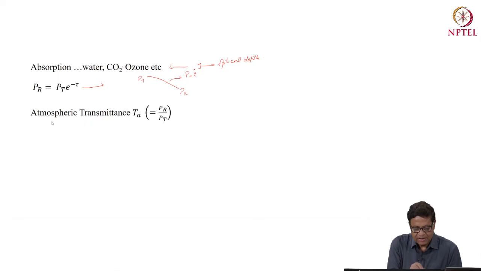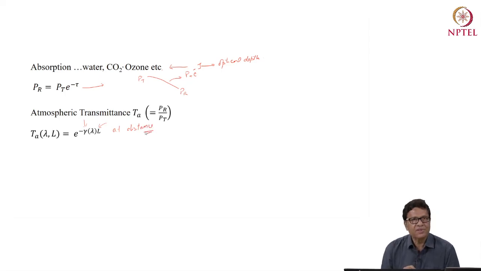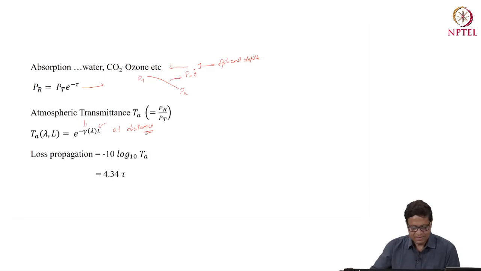Let us define atmospheric transmittance, TA, which is the ratio of received power to transmit power. So this TA, the atmospheric transmittance, changes as e raised to the power minus gamma. This is the attenuation coefficient, and it is a function of wavelength, into the distance L. So this is how atmospheric transmittance is defined, as a function of wavelength and the distance.